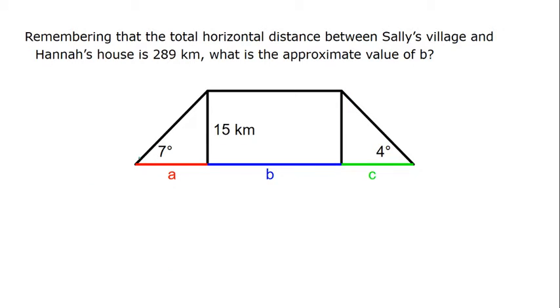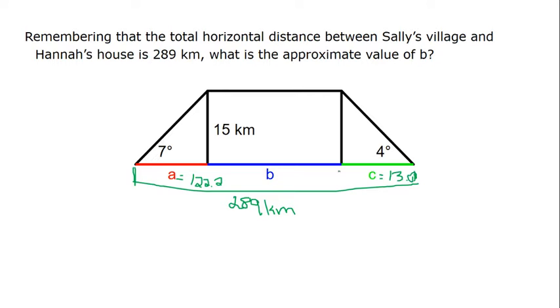Remembering that the total horizontal distance between Sally's village and Hannah's house is 289 kilometers, what is the approximate value of B? So that 289 means that here is where Sally's village is, here is Hannah's house. So this whole distance here is 289 kilometers. Well, we found in question 1 that our A is 122.2 kilometers. We found that C is 13.0 kilometers.